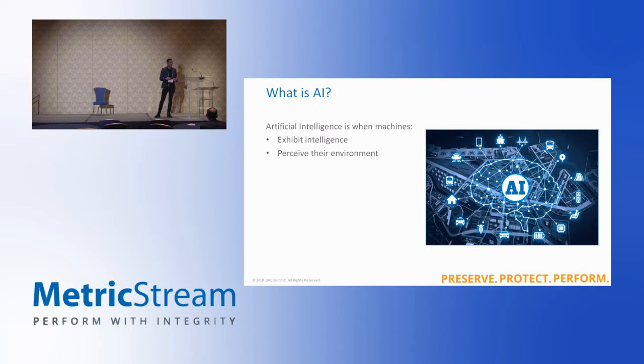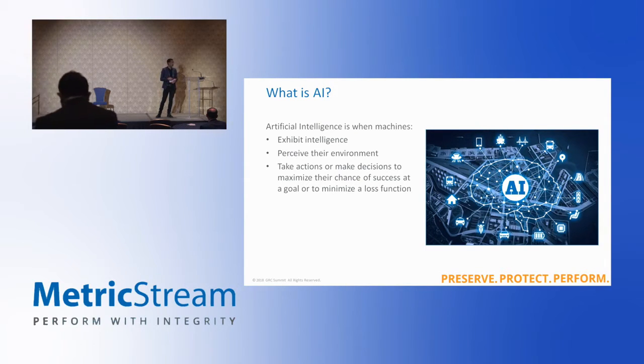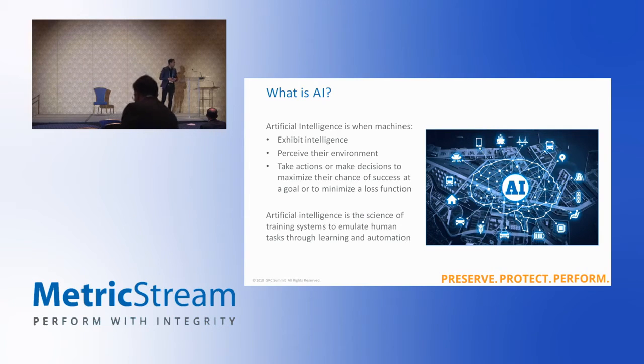It's when they perceive their environment and they can make decisions for themselves regarding how to maximize some goal or to minimize some loss function. So maximizing a goal might be, you could say, increasing profit or reducing the churn rate of your customers on your website. And so you can design models around this that will achieve this goal. And it's really the science of training systems to perform human tasks in a way that is useful to us.